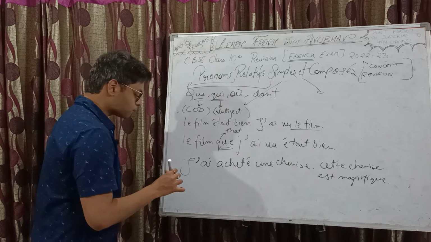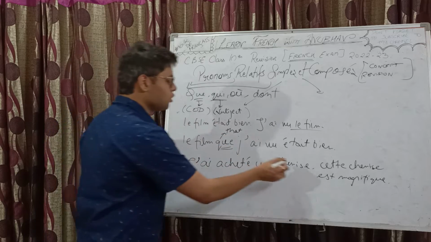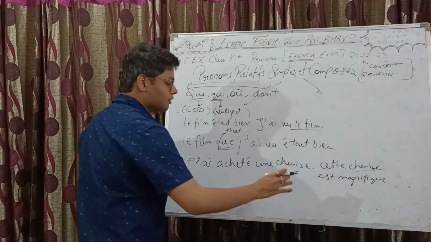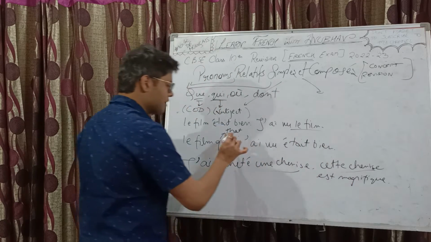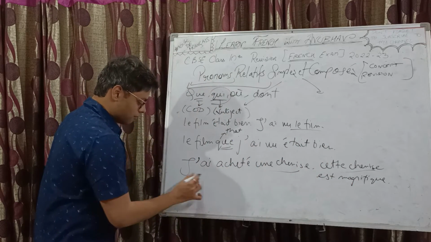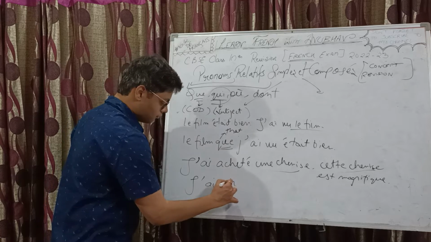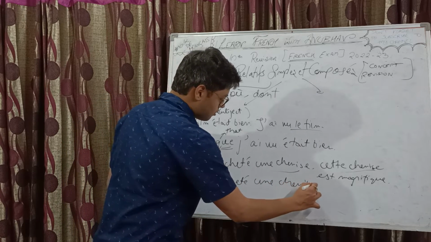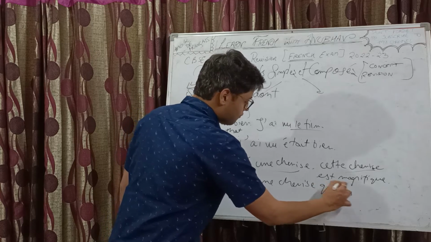Now, how to connect these two? Une chemise is getting repeated, right? Cette chemise is the subject here. So, this subject will change to the pronoun qui. So it will become: J'ai acheté une chemise qui est magnifique.